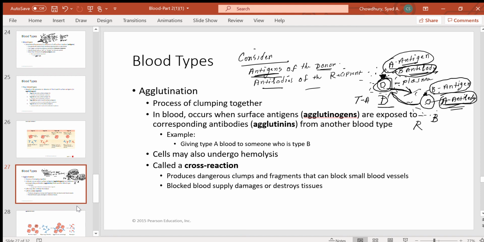That's why we cannot give another type of blood to the recipient. We have to give the same type. Most safe is giving the same type. Okay, that's why we do cross matching.